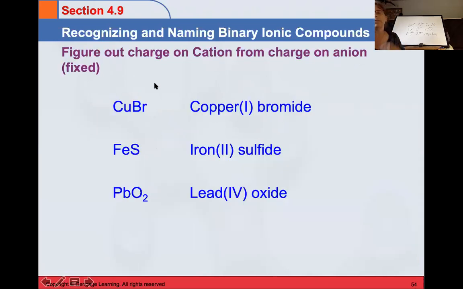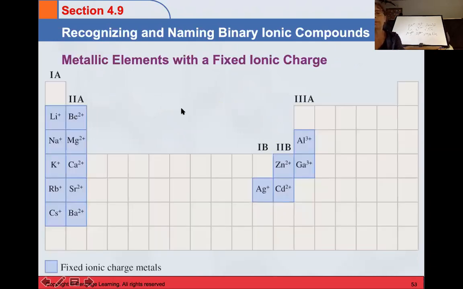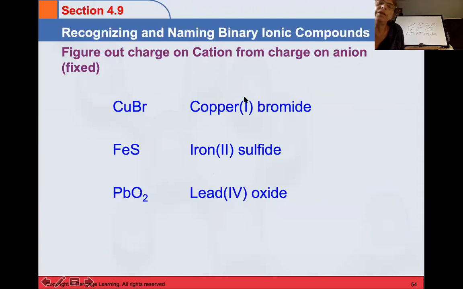So what that looks like when you write the formula is like this. So copper, which is one of these metals that doesn't have a fixed charge, you have to figure out what the charge of the copper is based on the nonmetal that it's in a formula with. So since a bromide's always going to have a charge of -1, you can look at this formula and say, okay, well, there's 1 bromine and 1 copper. So since the bromine is a -1, the copper must be a +1 to balance out that charge.